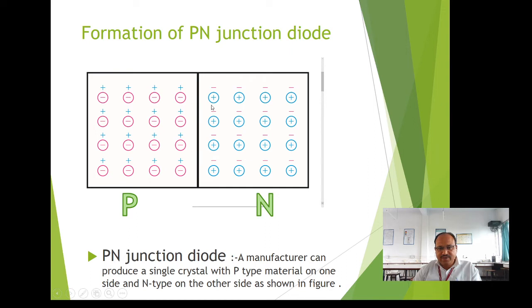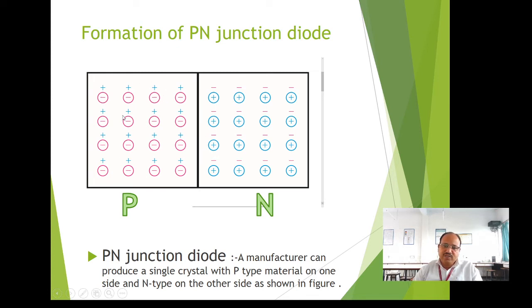And in this n-type, this circled plus and minus indicates a pentavalent atom. This minus sign indicates electrons. So every pentavalent atom donates an electron to the n-type material. So this indicates a pentavalent atom, and this indicates a trivalent atom.